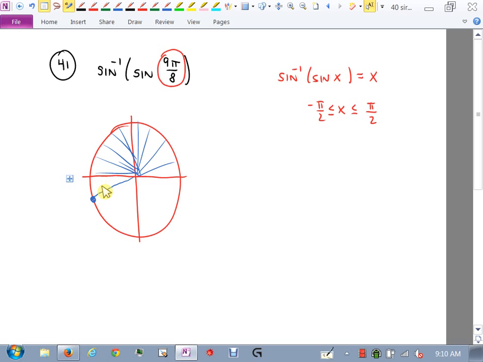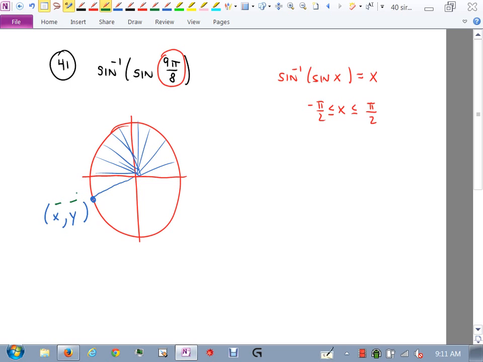With me? Okay. So this point right here has an x-coordinate and a y-coordinate, doesn't it? I don't know what they are because it's not a common angle. But tell me about the x value and the y value. Which one is positive, which one is negative? Or, in this case, they're both negative, right?